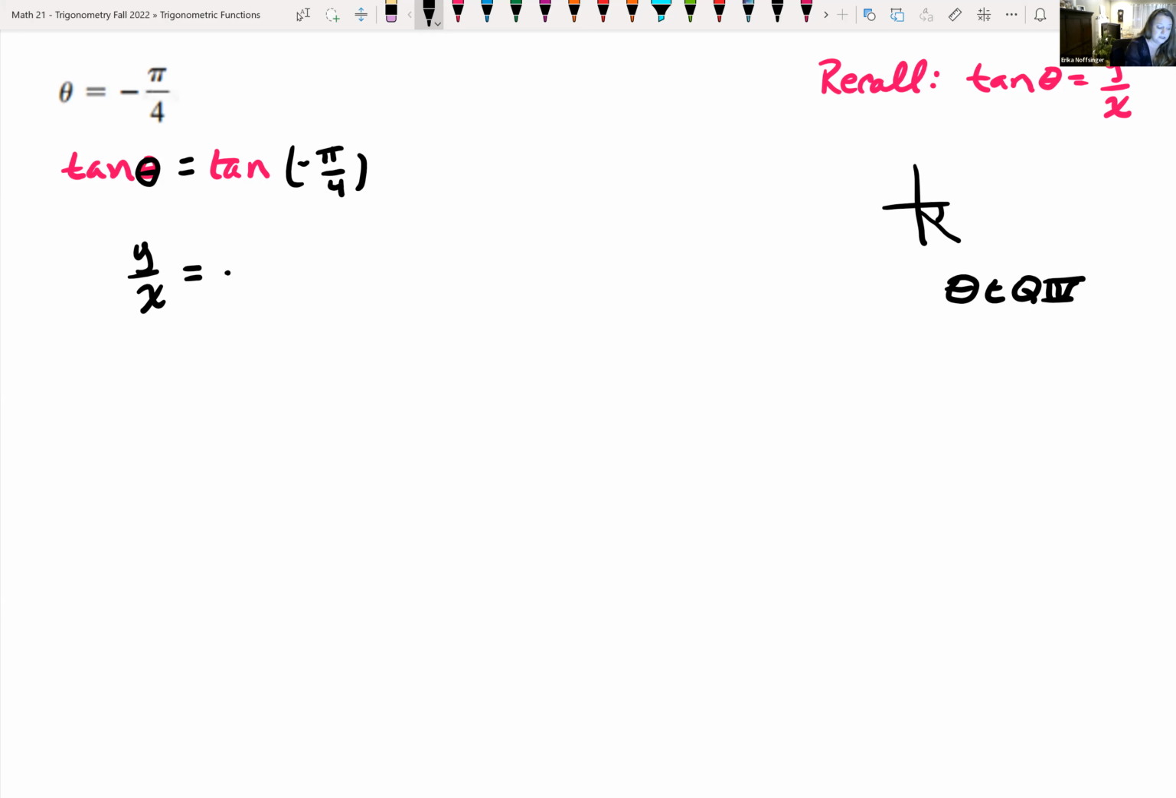r sine theta is equal to 4. Recall, r sine theta was just y. So we have y is equal to 4. That's just a horizontal line. y is always our 4 value. There's no x in there. So we can just plot points, y always being 4.